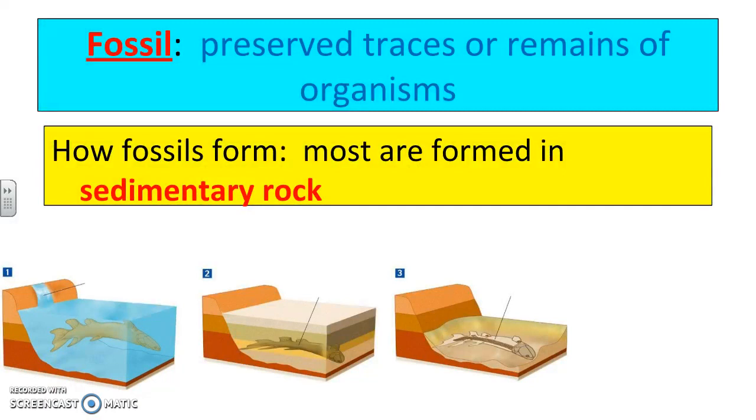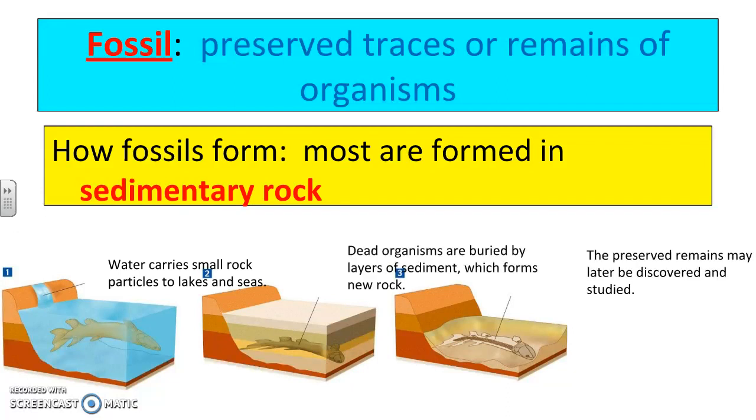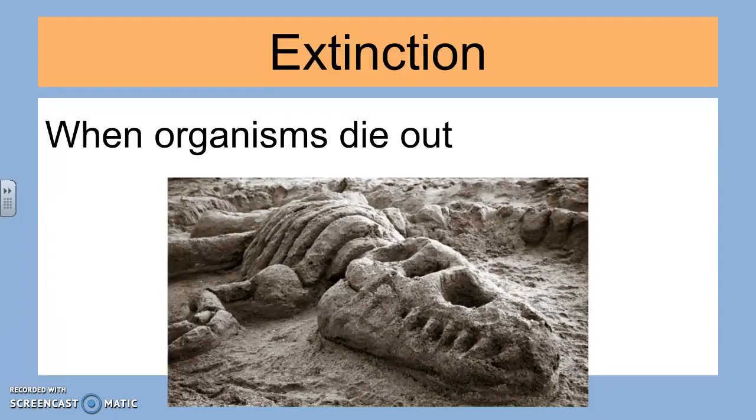So what is a fossil? A fossil is a preserved trace or preserved remain of an organism, and fossils are usually formed in sedimentary rock. And you learn this stuff mostly in earth science, but under certain conditions, we can see how fossils are formed. Usually in a lake or sea, a dead organism gets buried by sediment that is deposited on top of the lake, and it basically preserves it so that it stays intact.